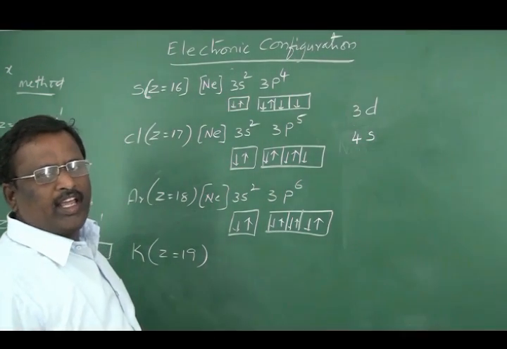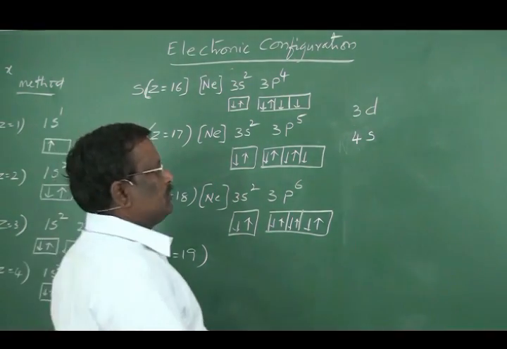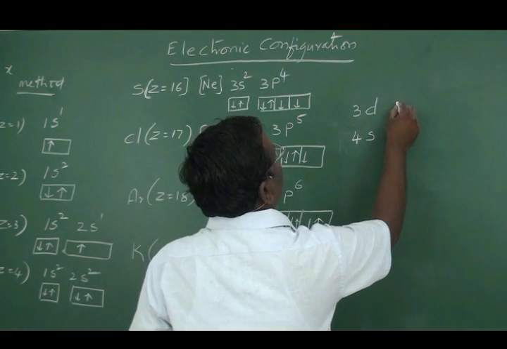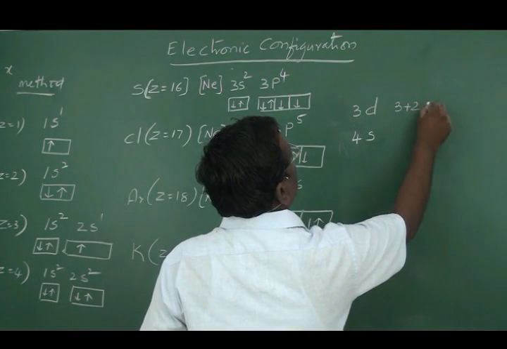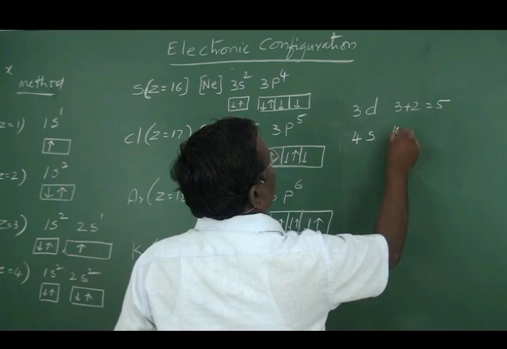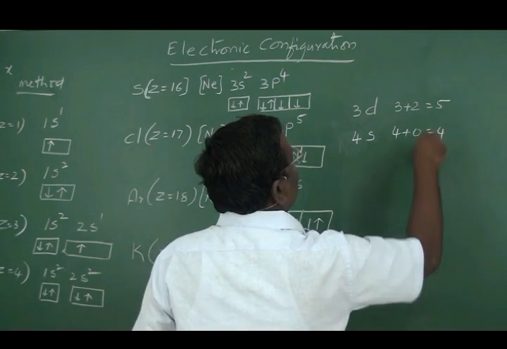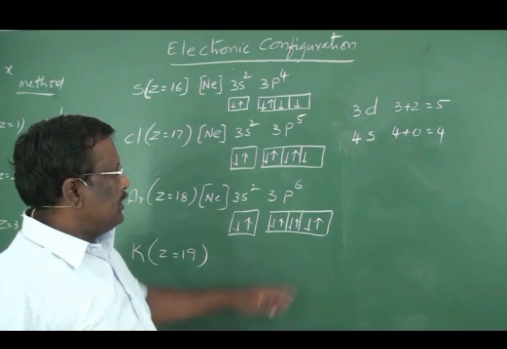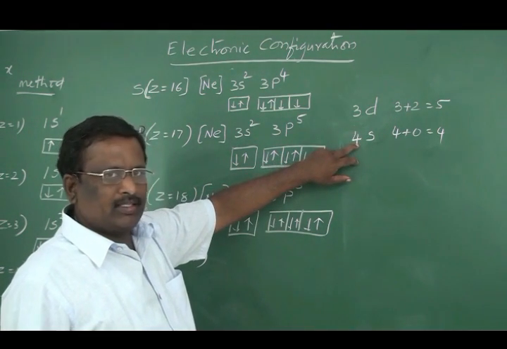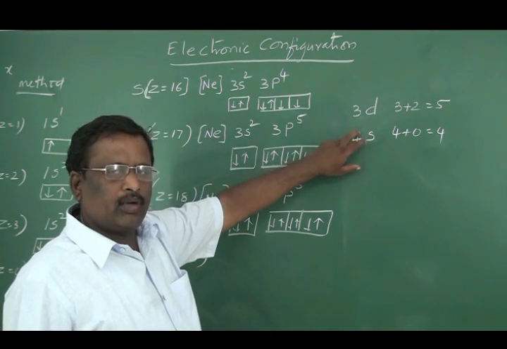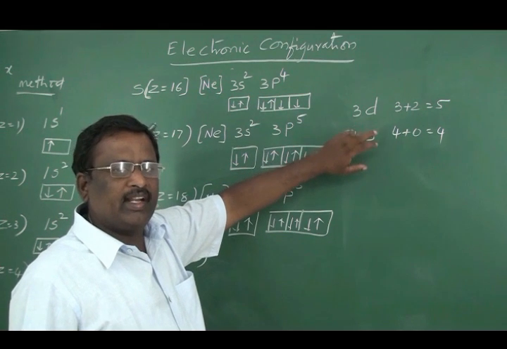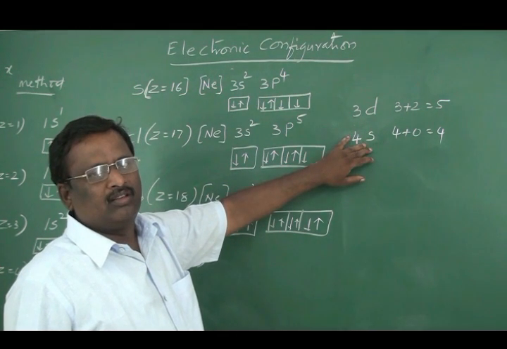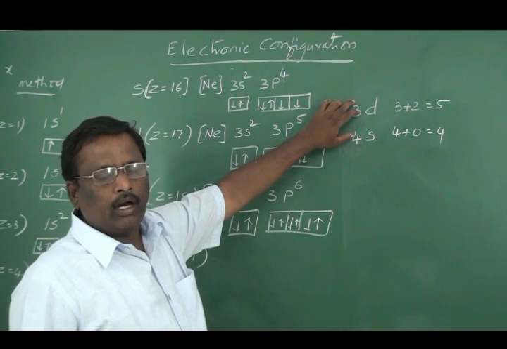Now let us verify the n plus l value of these two orbitals. For the 3d orbital, n plus l value is 3 plus 2, which is 5. For 4s, it is 4 plus 0, which is equal to 4. Out of 3d and 4s, the n plus l value of 4s is less than 3d. That's why the electrons will first enter into the 4s orbital rather than the 3d orbital.